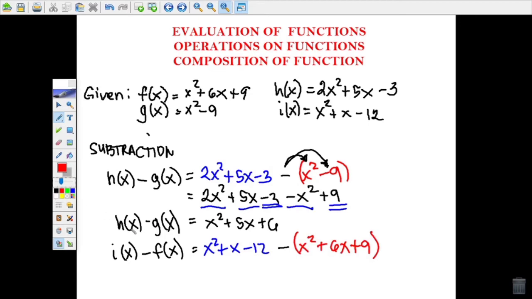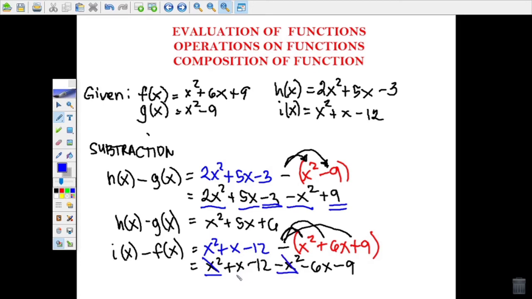Then i-distribute natin. It should become x squared plus x minus 12. Copy the first function, then distribute nyo to. So, negative times this is negative x squared. Negative times this positive 6x is negative 6x. Negative times this positive 9 would become negative 9. Again, pwede natin i-combine na. We have x squared, we have negative x squared. So, since magkaiba sila ng sign, maka-cancel na to.